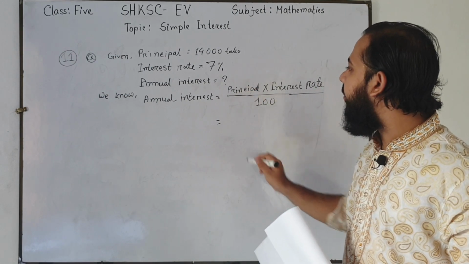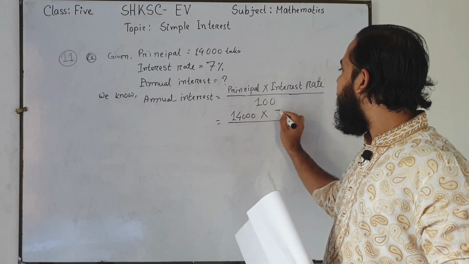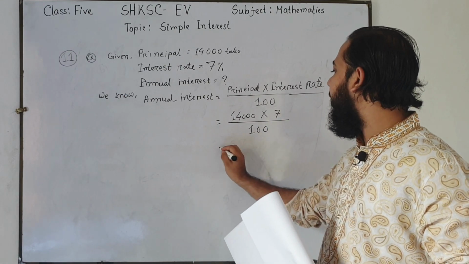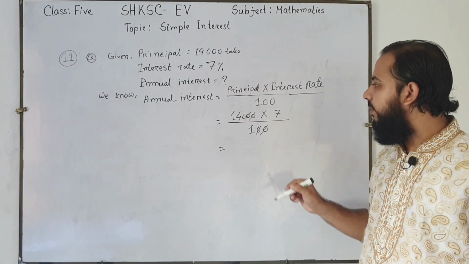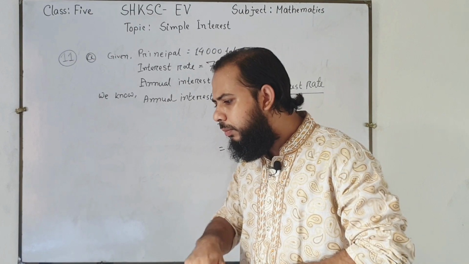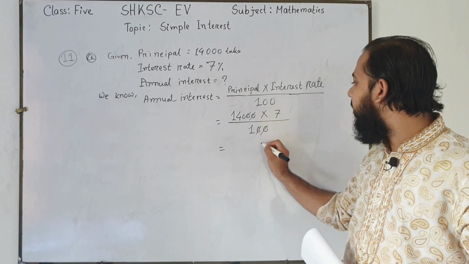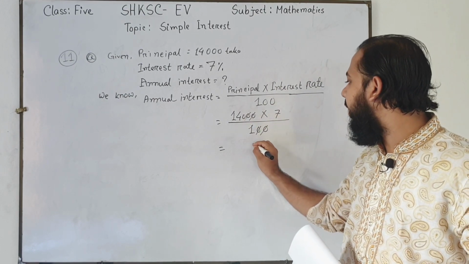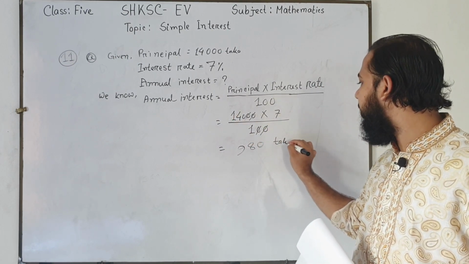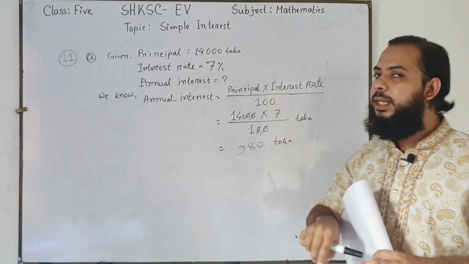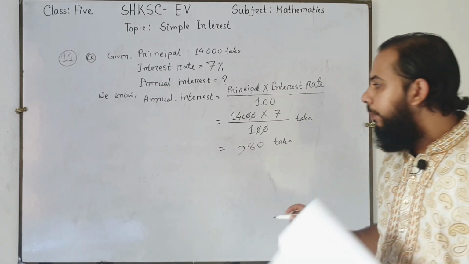Now we find the value using the formula. Principal is equal to 14,000 times interest rate 7%, and then divided by 100. So if we cancel two zeros, we'll get 140 times 7. So 140 times 7 will be 980. 7 zeros are 0, 7 fours are 28, carry 1, 7 ones are 7 plus 2 is 9. So this is the annual interest. So after 1 year he has to pay back 980 taka. All right, now we move on to our next question, question number B.